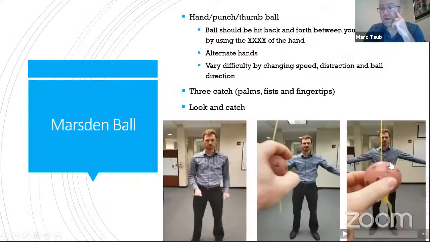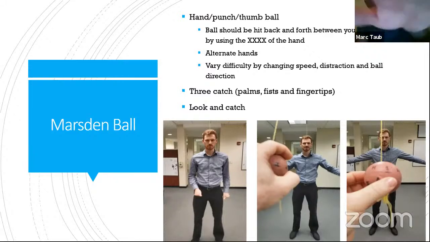And the third activity is called look and catch. This is a little bit more complicated, but you'll see that it builds on the previous activity. So there are going to be three options. You've got the palms, the fist, and the fingertips, or the claws. So I'm going to release the ball, and you'll see that on that ball, this is something that we made up. You can get all of the pieces on Amazon.